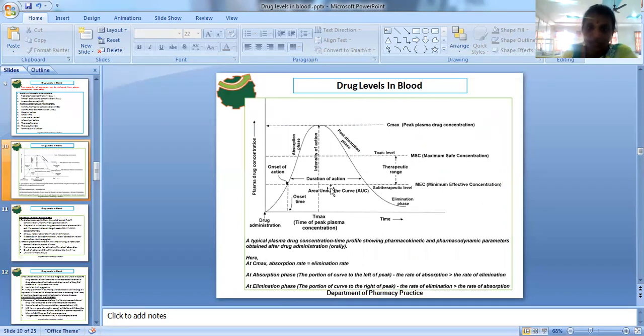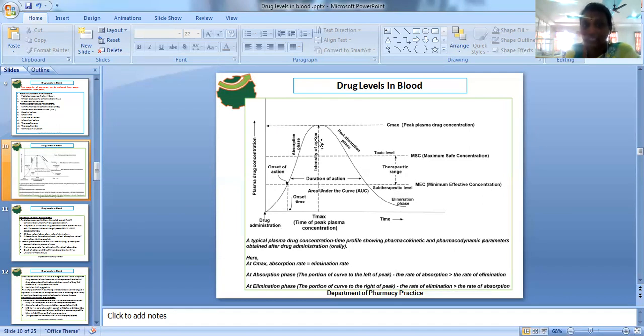Here it is the 4 mg, which is considered the particular minimum effective concentration. Beyond, if you are saying 4, 5, 6, 7, let us take here 80 microgram per ml or so, beyond that 80 microgram per ml the drug will show toxic effects. Ideally, regarding the Cmax point here, the Cmax should be above the MEC and below the MSC.